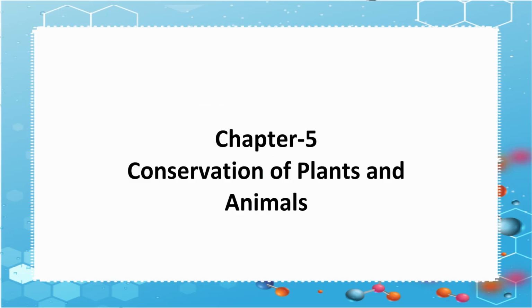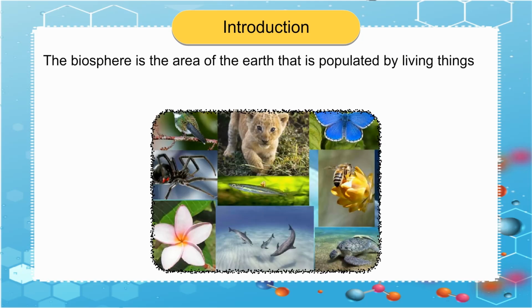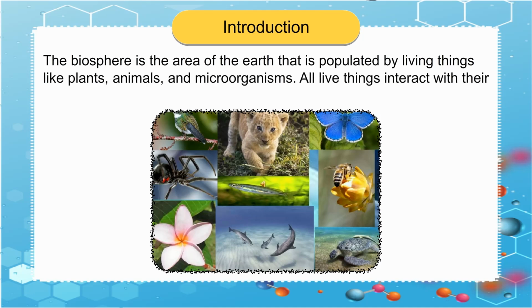Chapter 5. Conservation of Plants and Animals. Introduction. The biosphere is the area of the earth that is populated by living things like plants, animals, and microorganisms.